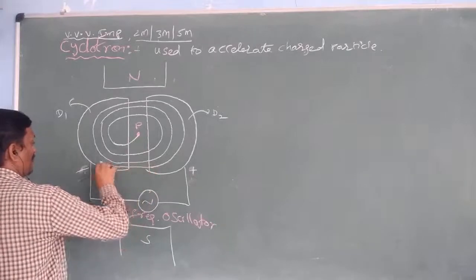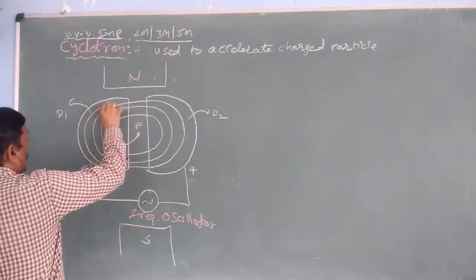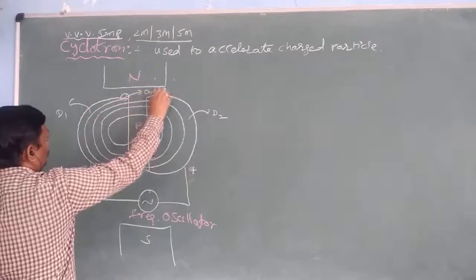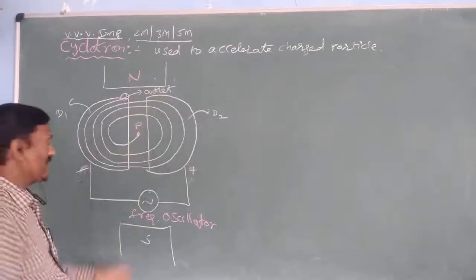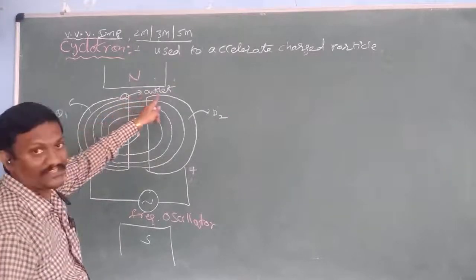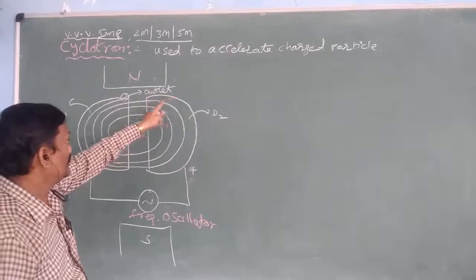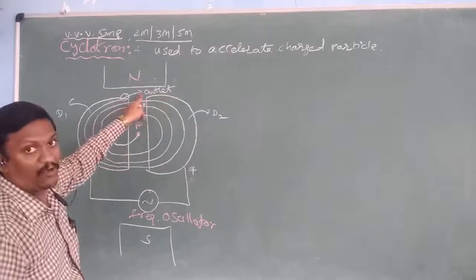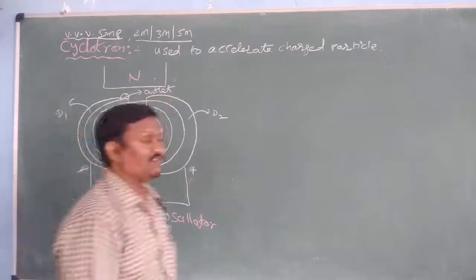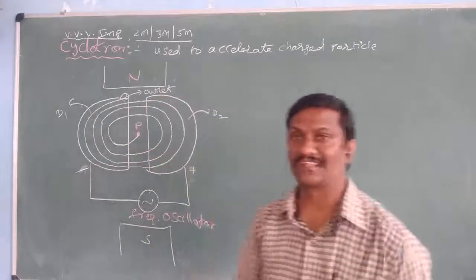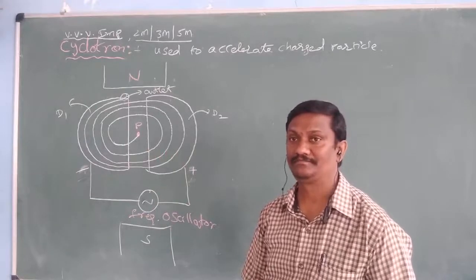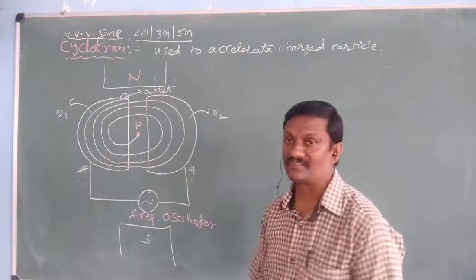After gaining sufficient energy, the accelerated charged particle comes out from the outlet. So the outcoming charged particle has more energy. In this way, the cyclotron accelerates, or increases the energy of, charged particles. So that is about the working of the cyclotron.